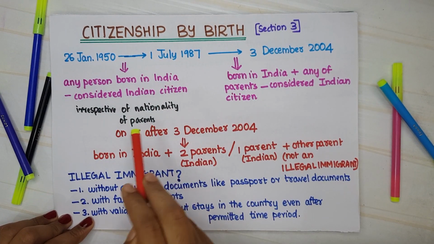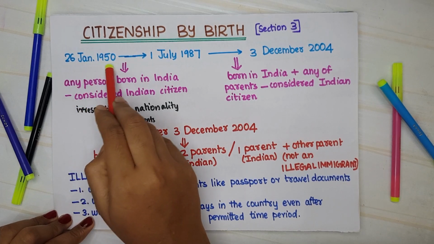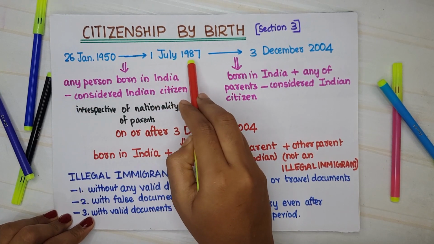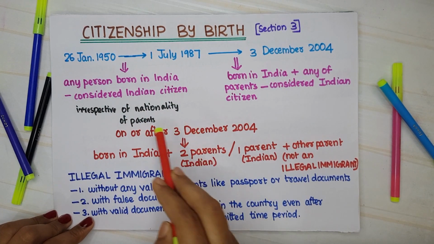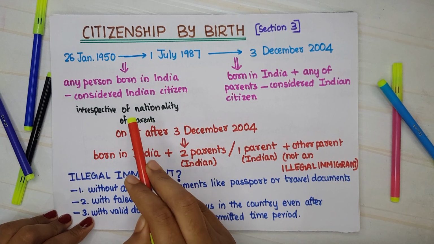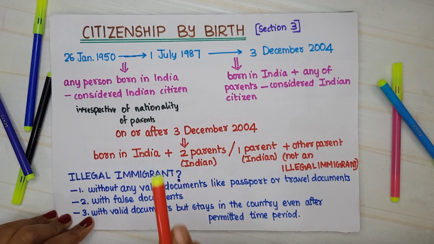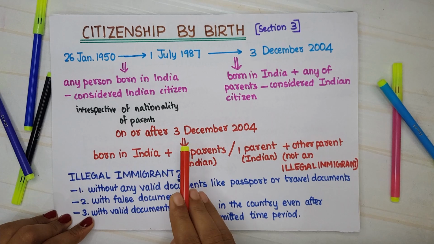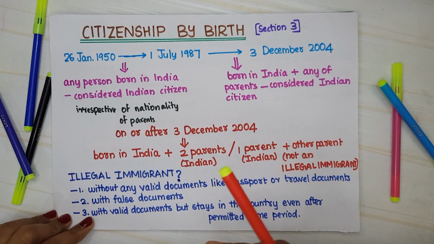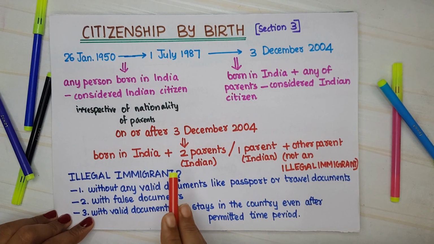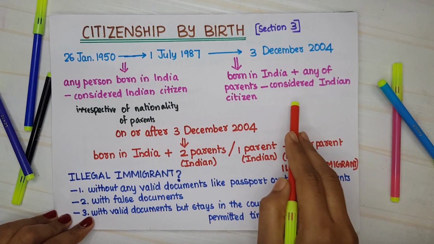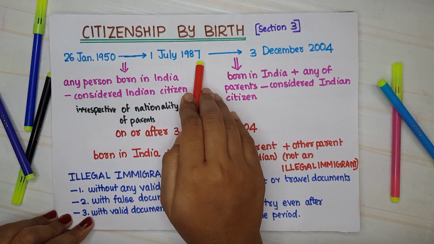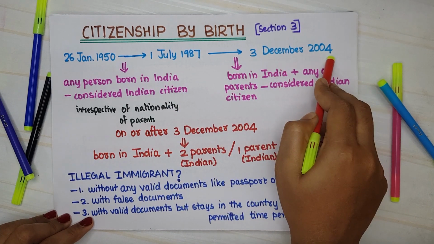Going on to the first timeline, 26 January 1950 to 1st July 1987. In this timeline, any person born between 26 January 1950 and 1st July 1987 is considered an Indian citizen, irrespective of the nationality of his parents. But by this time, the government noticed that a lot of refugees and illegal immigrants from neighboring countries could acquire Indian citizenship by this provision. Thus came the Amendment Act of 1986.